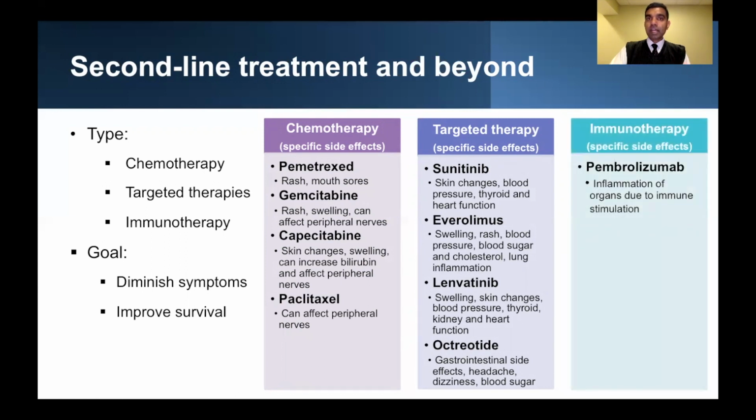And then there is immunotherapy, which is largely represented by immune checkpoint inhibitors, such as pembrolizumab or Keytruda. These activate the immune system against a tumor, but they can also cause inflammation of other organs due to immune stimulation and cause very severe side effects. This is especially true in the setting of thymic epithelial tumors due to the underlying biology of the immune system.